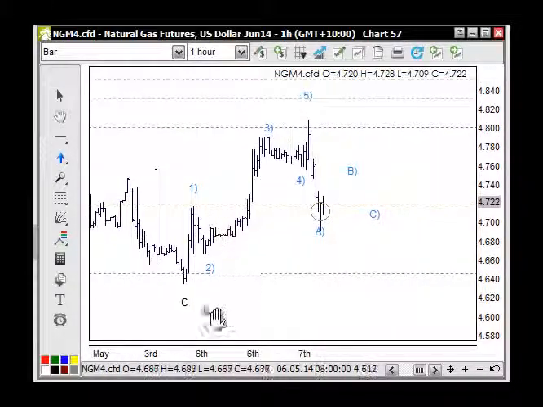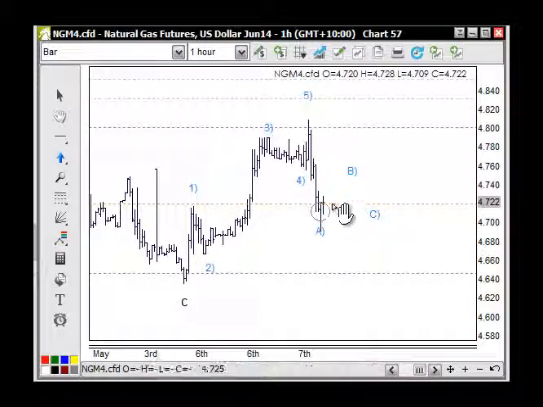So this is what we were looking at yesterday. We were looking for a 5-wave structure. We've got that. We're looking for a 50-60% retracement level. We've got that. It could be an A and a B and a C and get a bit more to it here. We'll see how it goes.